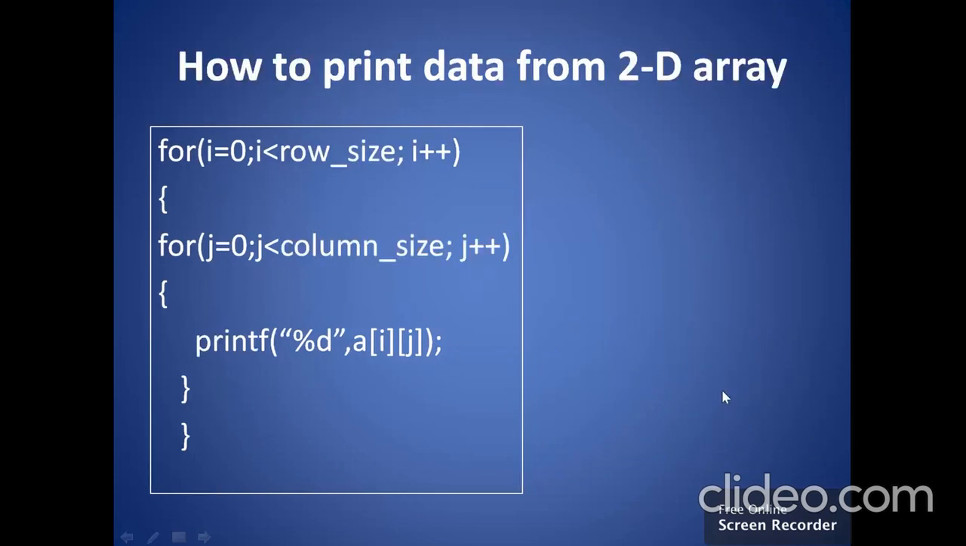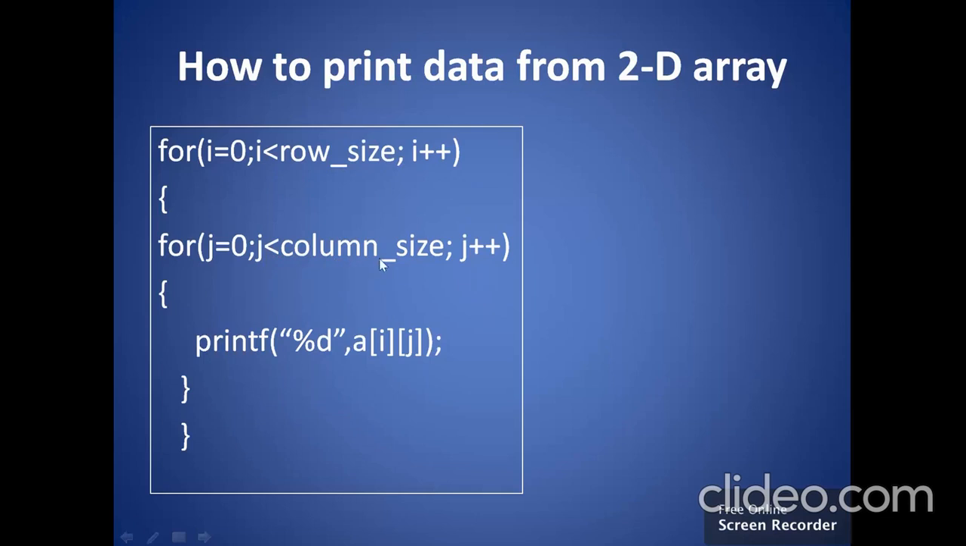So next is how to print data from the two-dimensional array. Similar to the data storing action of the two-dimensional array, here also we need the help of nested for loop. So this will be the first for loop. The first for loop is used for pointing row. The condition we write inside the first for loop is I equal to 0, I less than row size, I plus plus. Then this will be the second for loop.